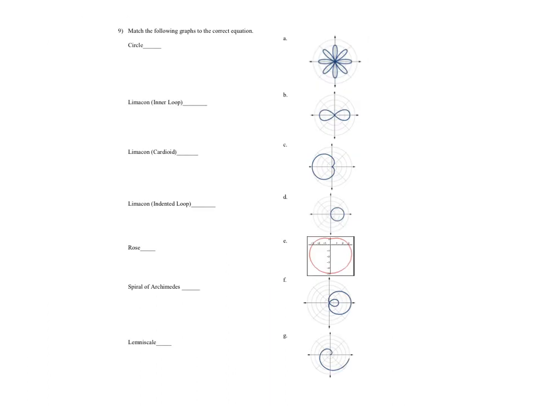All right, I'm not going to spend a lot of time with this matching problem. I'm just going to go over these very quickly with you. The circle is D. That's this graph right here. This one is the circle. The limaçon with an inner loop is the one that has the inner loop. That's F.